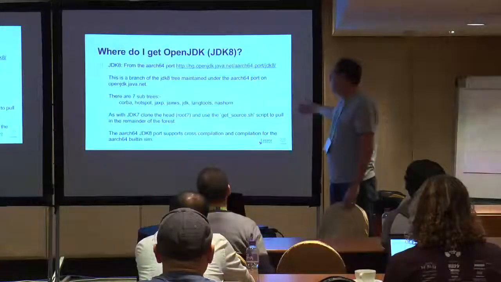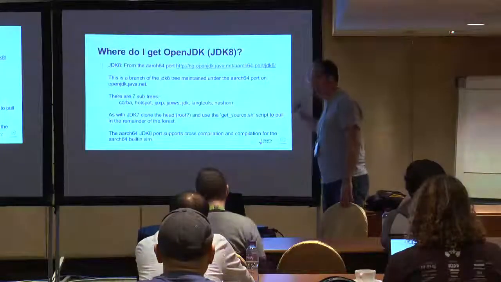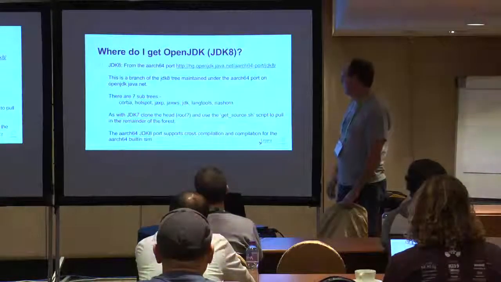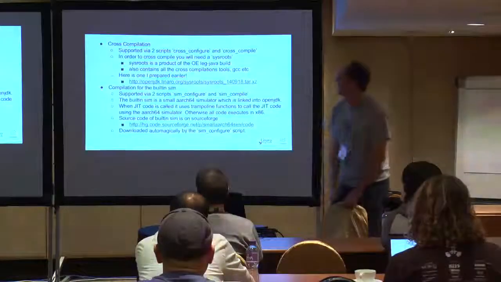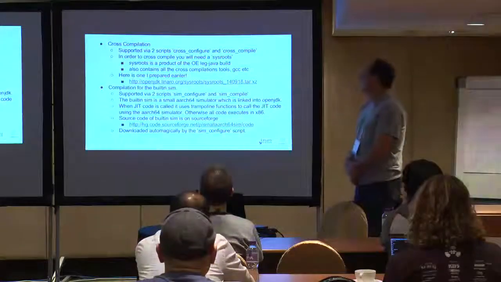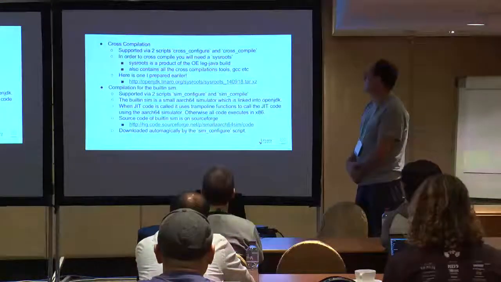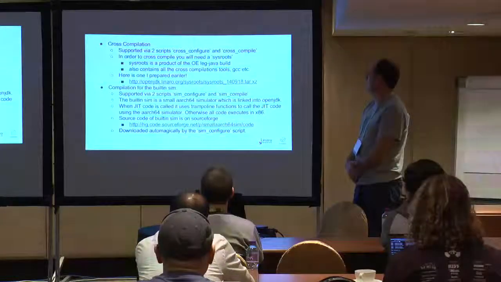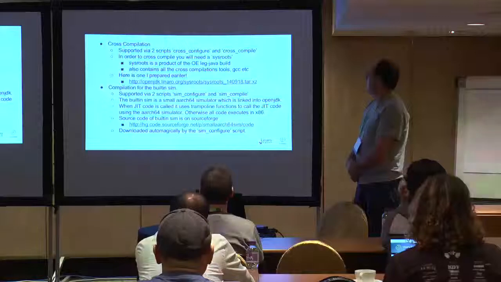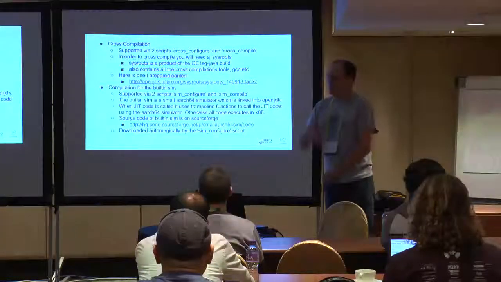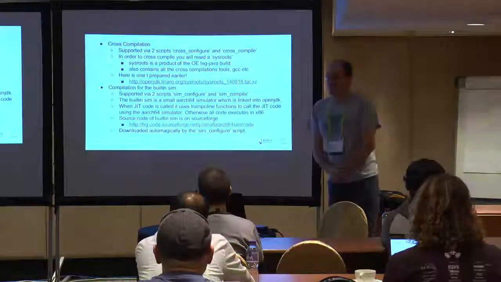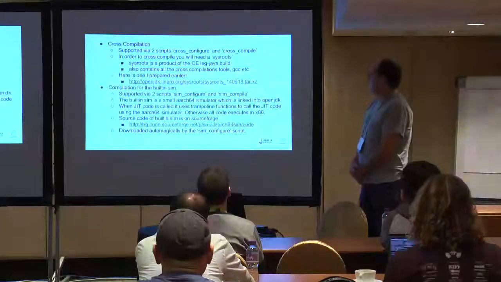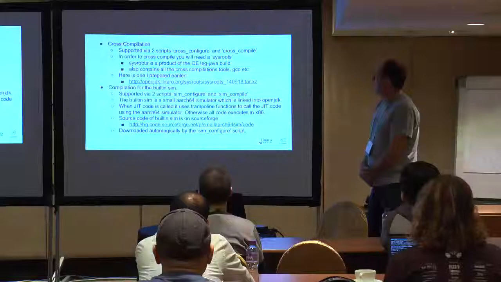Okay, as with JDK 7, you can just use the get source script within there to pull down all the additional repositories. Cross-compilation of JDK 8 is supported, so there are 2 scripts within there, cross-configure and cross-compile. Obviously, if you want to cross-configure, you need all the cross-compilers, etc. And those can be produced as a byproduct of the OpenEmbedded Java build.